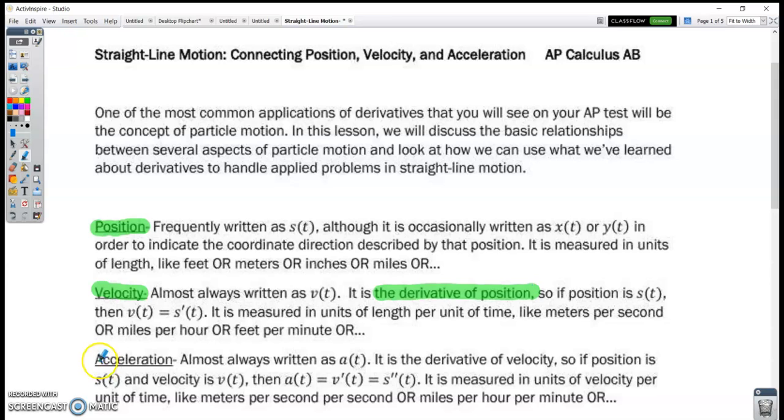And then acceleration. Acceleration is almost always written as the function a of t. It is the derivative of velocity. So if position is s of t and velocity is v of t, then a of t is equal to the first derivative of velocity or the second derivative of position. It's measured in units of velocity per unit of time, so like meters per second or miles per hour per minute.